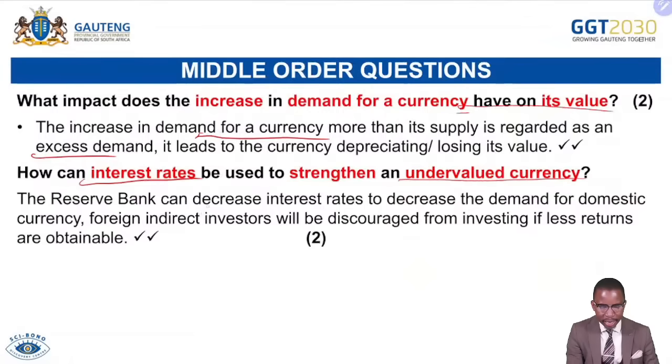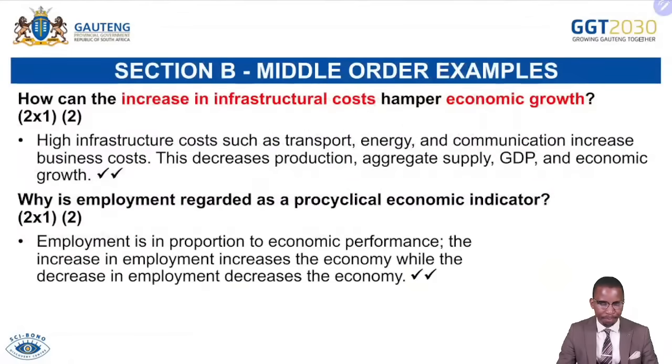So the Reserve Bank can decrease interest rate to decrease the demand for domestic currency. Foreign indirect investors will be discouraged from investing if less returns are obtainable. Here we are talking about those that invest on buying shares in South Africa. If ever we lower interest rate, that means their returns are also going to decrease. So they will be discouraged from investing in South Africa, meaning they will be demanding less South African rand, which will then try to reduce the depreciation on our currency.